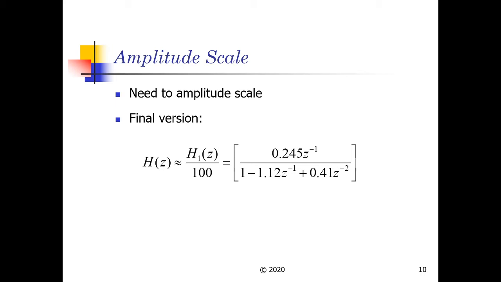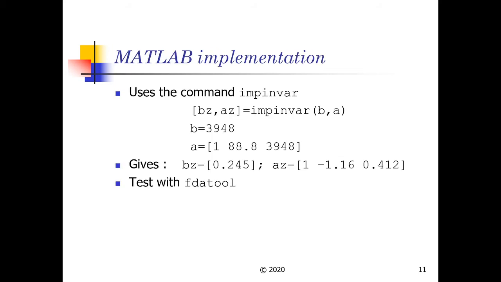So this is the walkthrough, or basically the design steps taken to do the impulse invariant technique. And the MATLAB implementation of this is given by these MATLAB commands here, where basically we need the b and a coefficients here to input into the impulse invariant function, and then we'll get our result here accordingly, and we can test it using the FDA tool.